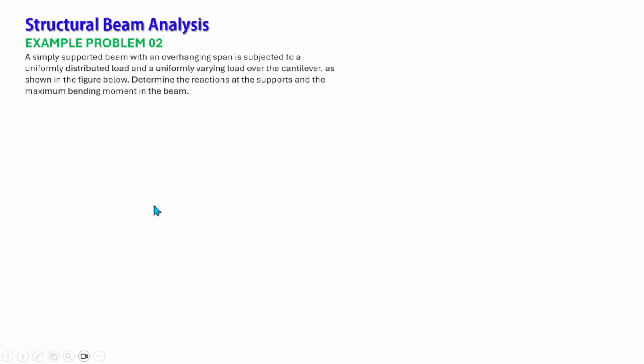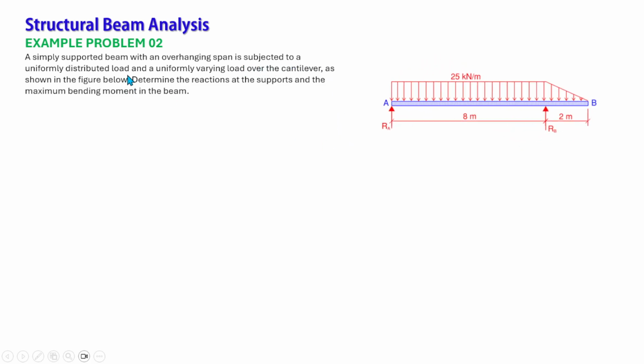problem number 2. A simple supported beam with an overhanging span is subjected to a uniformly distributed load, and at the cantilever end, a uniformly varying load over the cantilever as shown in the figure below. So we are required to determine the reaction and the maximum bending moment of the beam. So let's get started with our solution for this problem. First of all, we need to determine the reactions RA and RB.